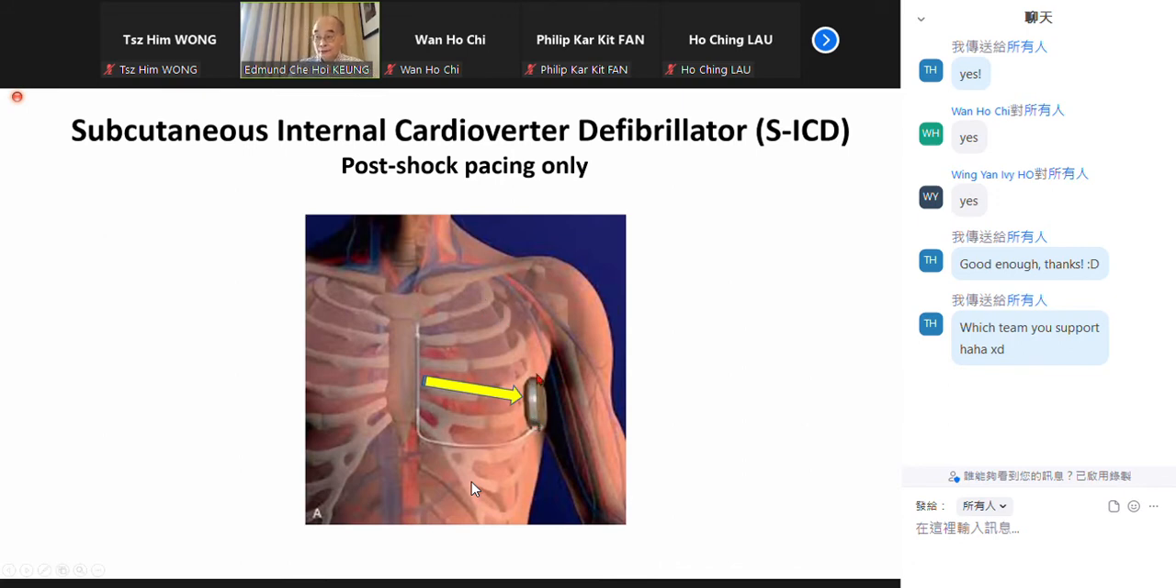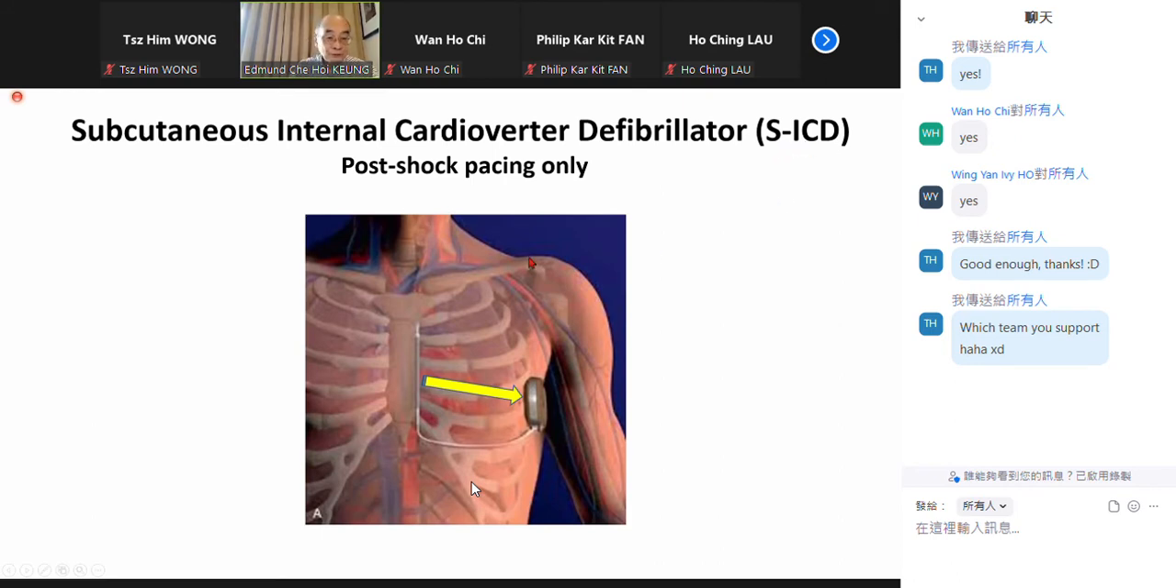And it's bigger, under the skin, and this has the advantage of not having to invade the heart, and also the brain vessels. And this is subcutaneous. You deliver from here to here. It requires much more shock, and there's no effective pacing. So it's called SICD.